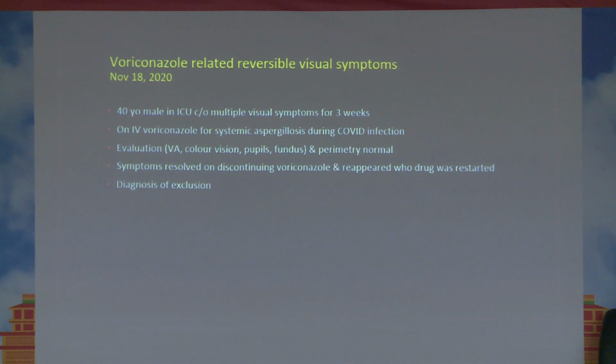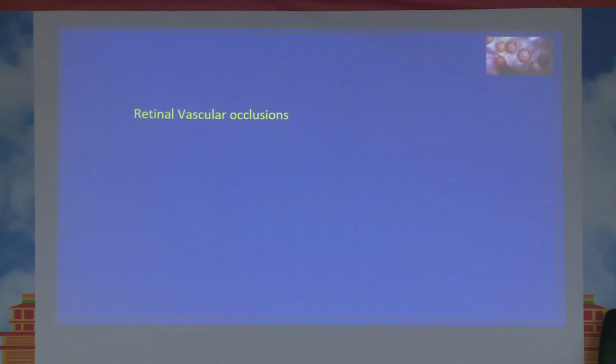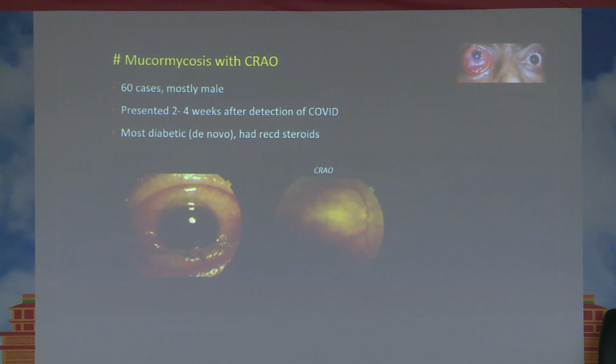We had patients who were on voriconazole with multiple non-specific symptoms, but evaluation including perimetry was completely normal. So finally we reached the diagnosis of exclusion, which was voriconazole-related symptoms. This happened repeatedly in these patients because they do have fungal infections and are on systemic voriconazole for those. We had CRAO as part of mucormycosis, not otherwise. And again, most of these patients were de novo diabetics because of steroids during COVID.